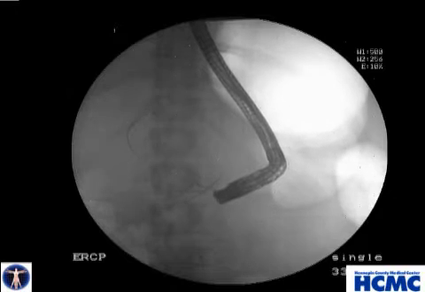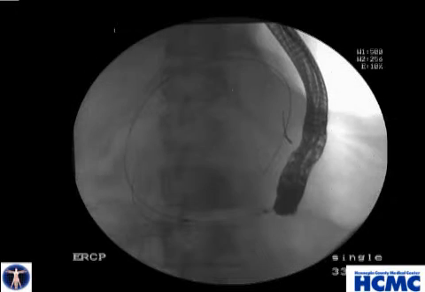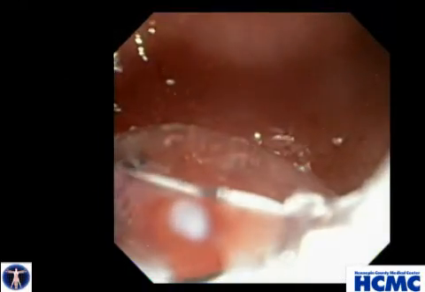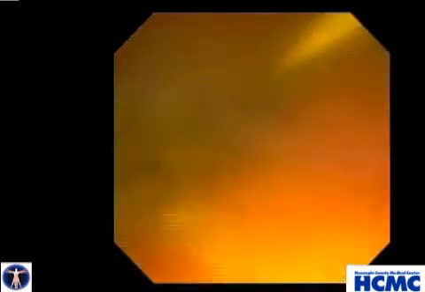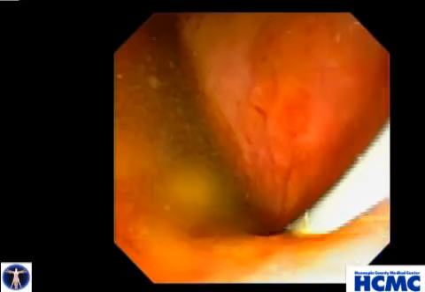Then the needle knife is removed over the wire and a 10 millimeter rapid exchange dilating balloon passed in, and the cyst gastrostomy tract is dilated fully to 10 millimeters. Look at the debris that drains out after the balloon is deflated, including a few small chunks of debris.